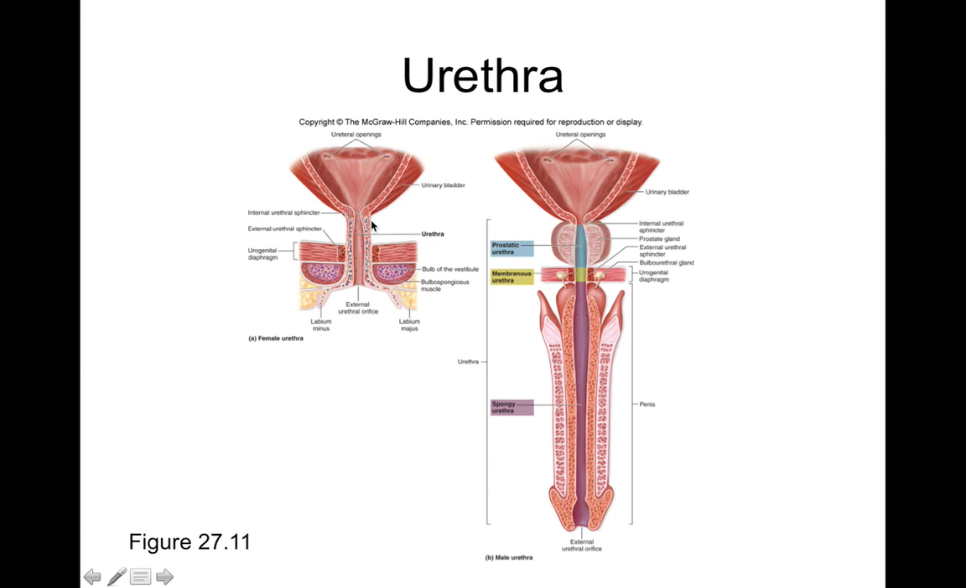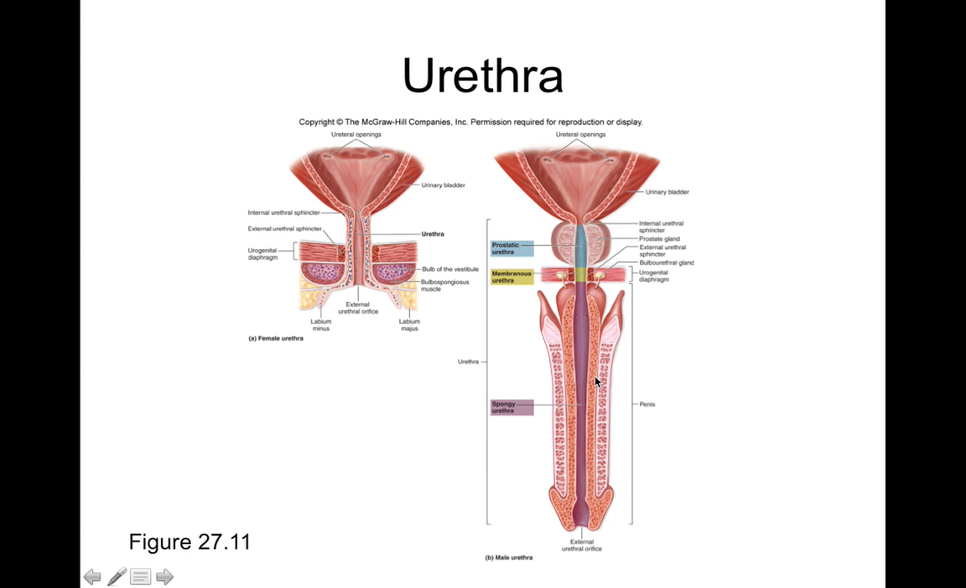Now, in terms of the urethra, we've got our internal urethral sphincter here, our external urethral sphincter down here. We have the female urethra, which is much shorter than the male urethra. And so the female urethra is only several centimeters in length, which is also easier for bacteria to get into the bladder. So you're more likely to see bladder infections in females than males.